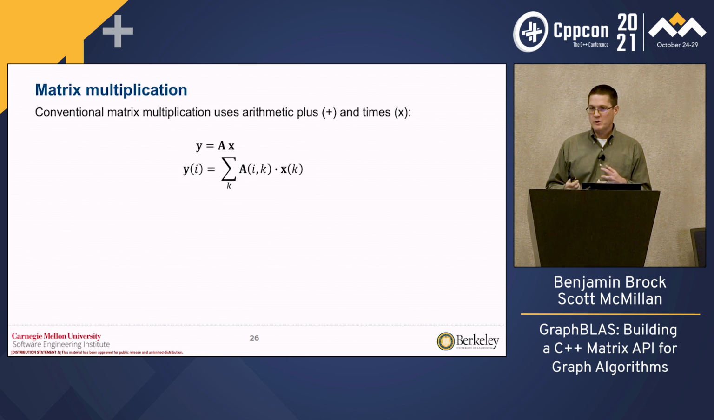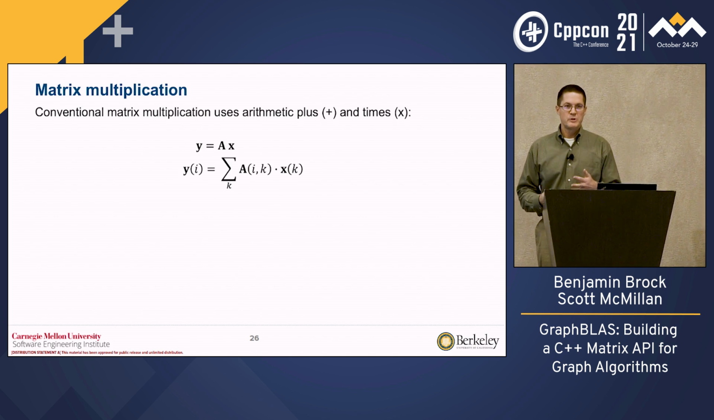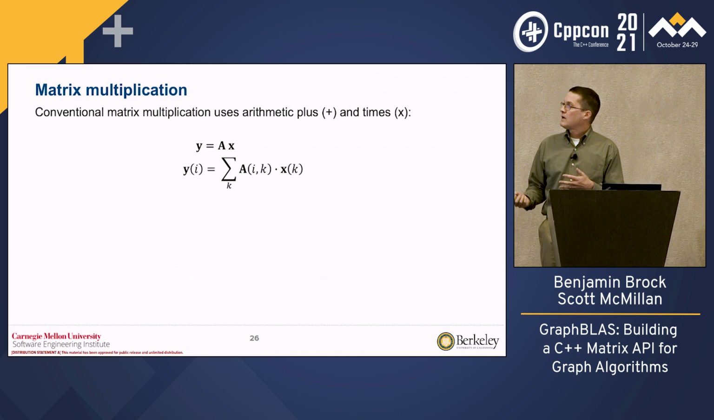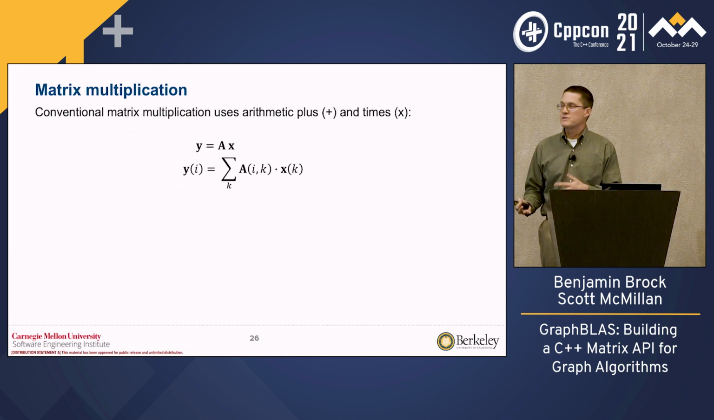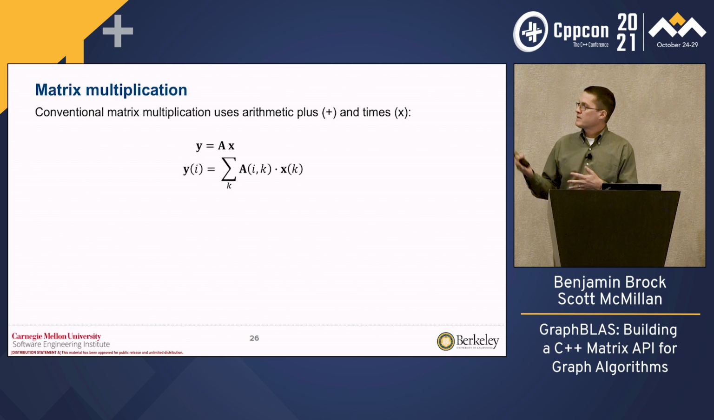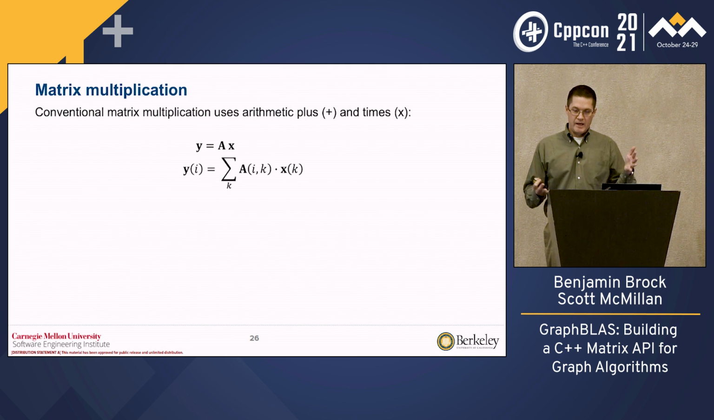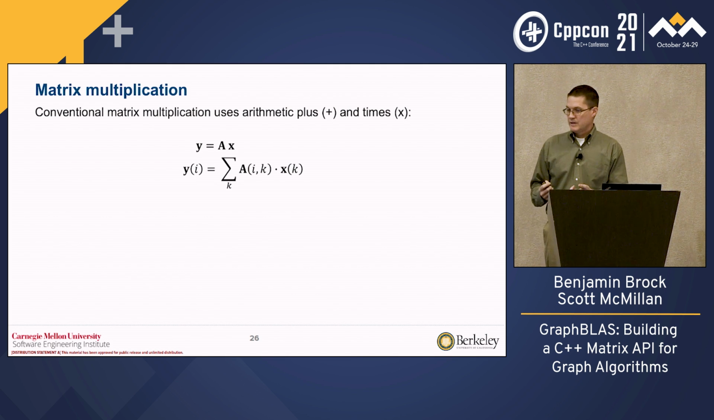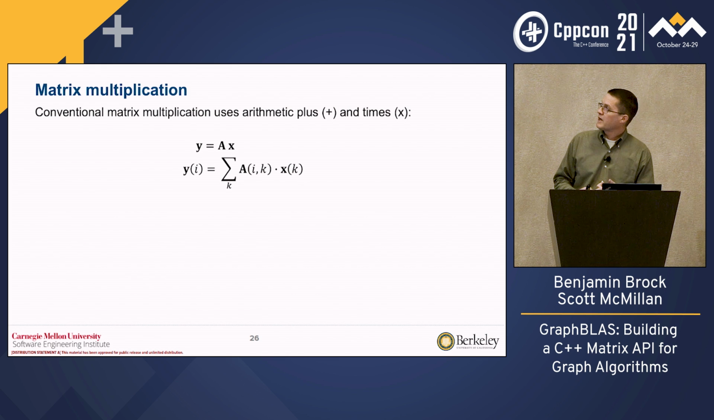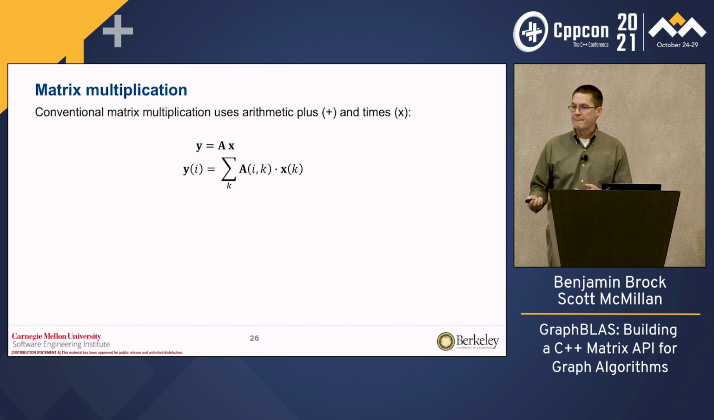To explain this, let's go back to basic linear algebra that you would learn in school. You have y equals A times x. y and x are vectors. A is a matrix. And what that really means is you're going to take the elements of the x vector and multiply it by the elements of the row of A, and then sum up all those rows. And so the implication is you're using arithmetic times and arithmetic plus to perform this operation.